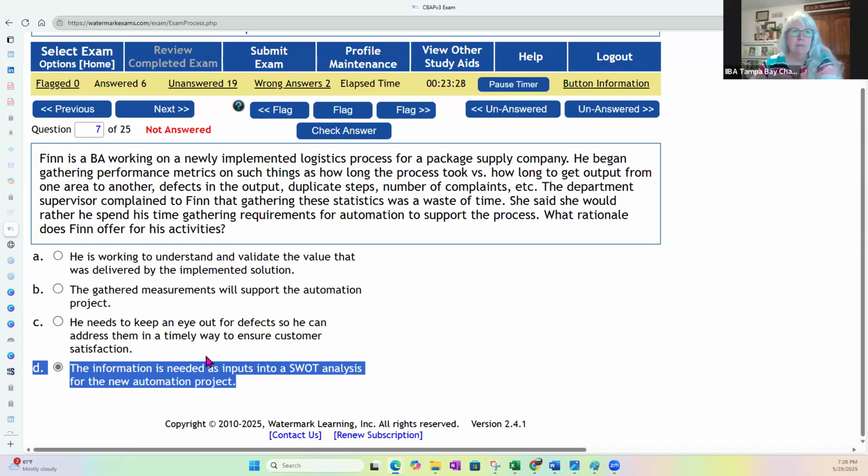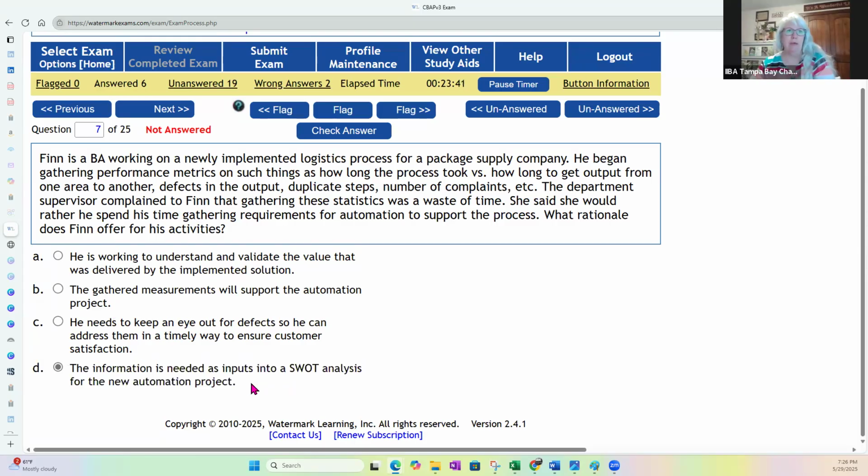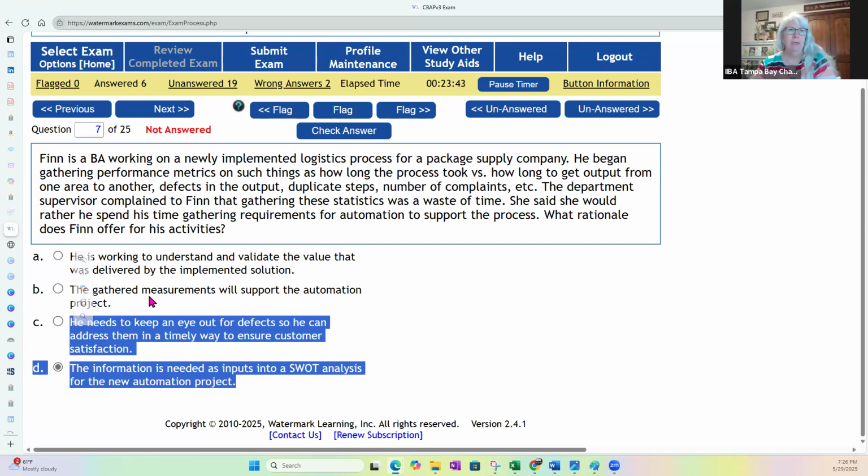How about C? Does he need to keep an eye out for defects so he can address them and ensure customer satisfaction? I think that may be a small sliver of what he hopes to do, but he's doing something much bigger than that. Okay. The gathered measurements will support the automation project. What do you think of that one?